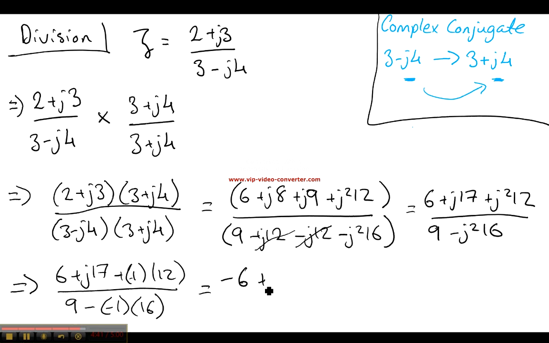minus 6 plus j17 all over 25, which we can then break out into minus 6 over 25 plus 17 over 25 by j. One real, one imaginary term.